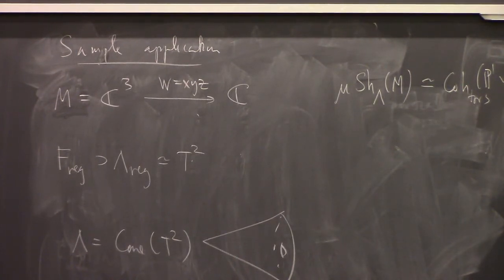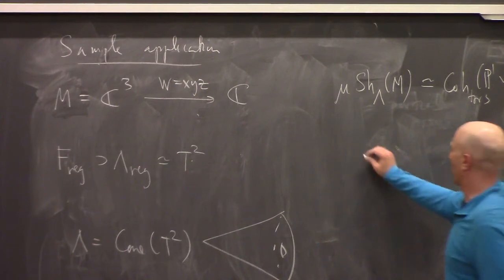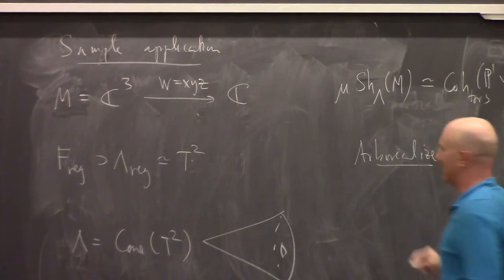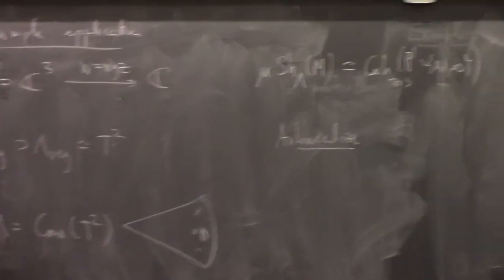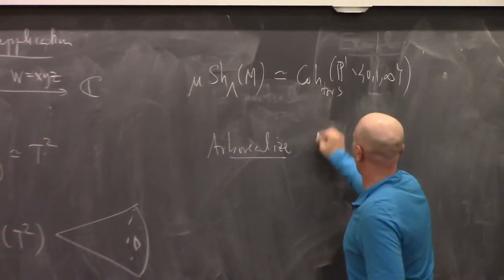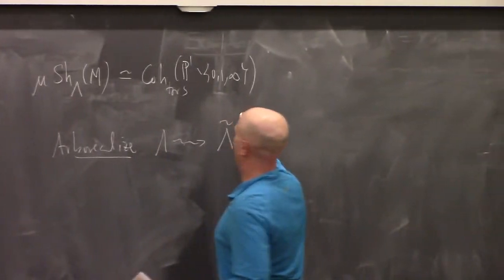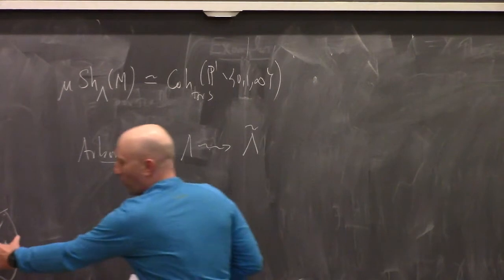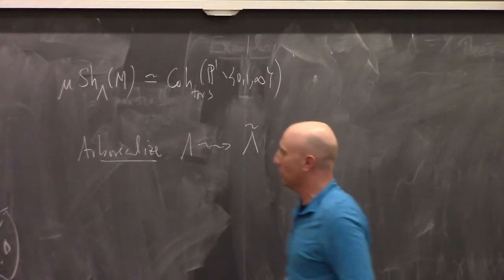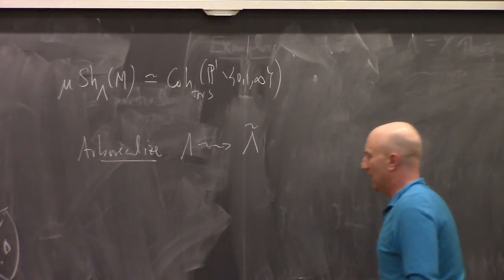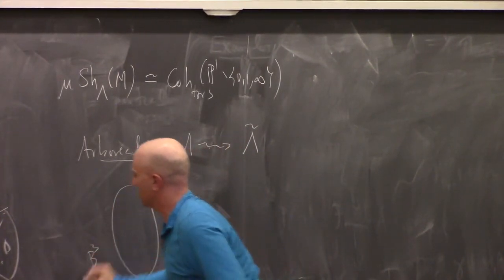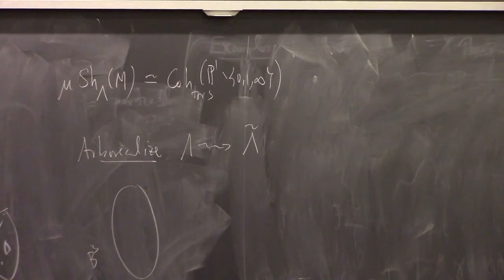Okay. So the first thing is, of course, what am I going to do? I'm going to arborealize. I don't know if that's the word, but anyway, Eric and his collaborators somehow like this word. So arborealize. I'm going to take lambda and I'm going to take it to some lambda tilde. Let me draw a cartoon for what happens here. When you follow the algorithm, you'll see a 3-ball. This is a 3-dimensional Lagrangian.